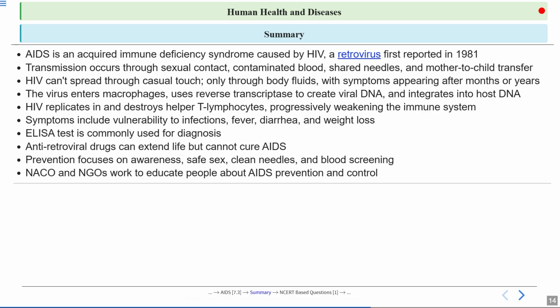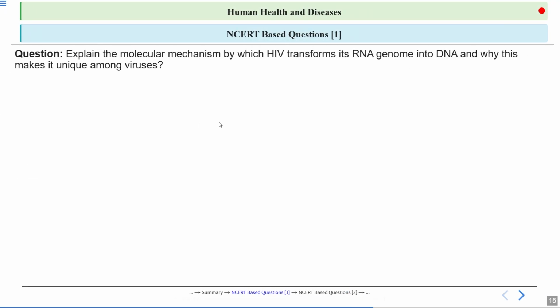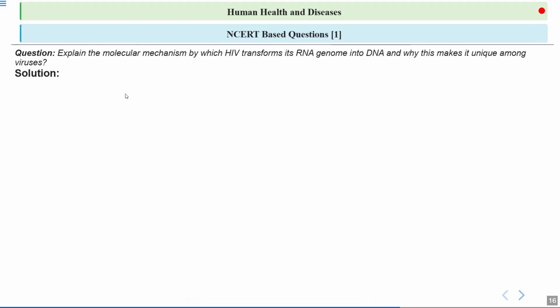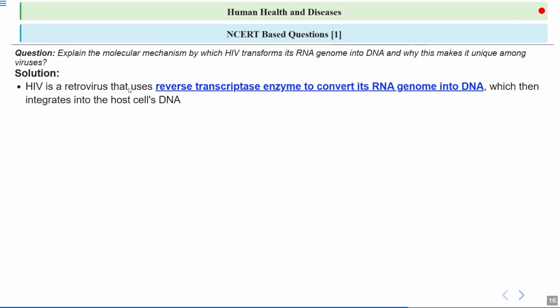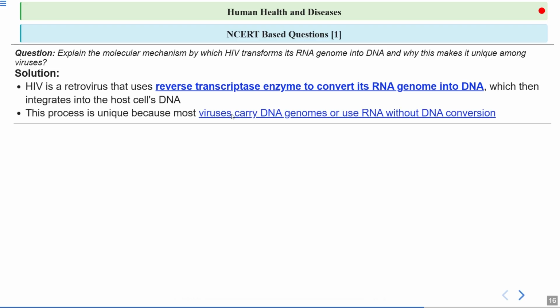Okay, so this was all about AIDS. Now let's discuss some NCERT-based questions related to this topic. So the first question is, explain the molecular mechanism by which HIV transforms its RNA genome into DNA and why this makes it unique among viruses. Let's have a look at the answer. Okay, HIV is a retrovirus that uses reverse transcriptase enzyme to convert its RNA genome into DNA, which then integrates into the host cell's DNA. Now, this process of genome replication is unique as other viruses carry DNA genomes or use RNA without DNA conversion.